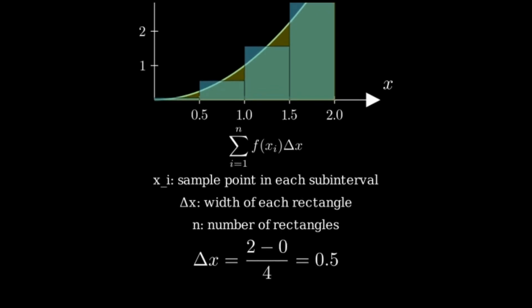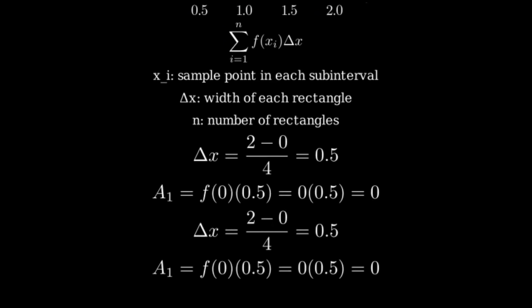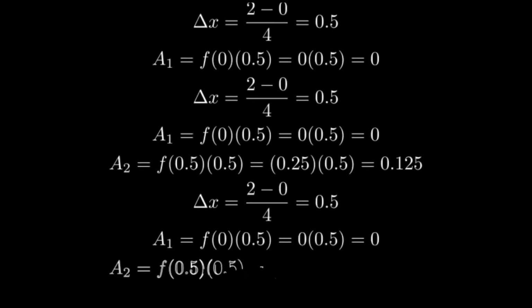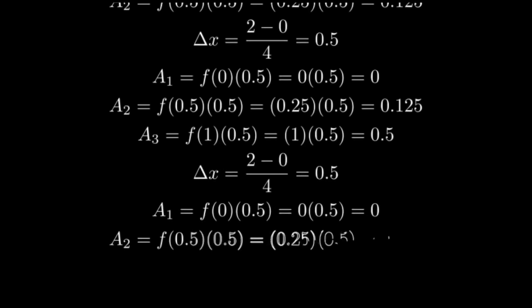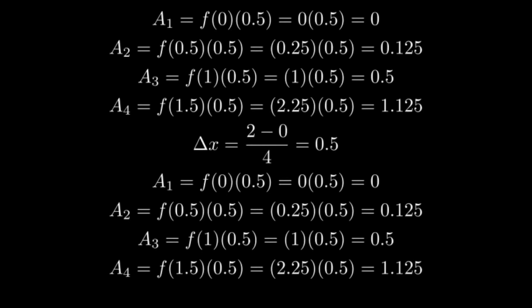For f of x equals x squared from 0 to 2, with 4 equal subintervals, delta x equals 0.5. The first rectangle has height f of 0 equals 0. The second has height f of 0.5 equals 0.25. The third has height f of 1 equals 1. And the fourth has height f of 1.5 equals 2.25.